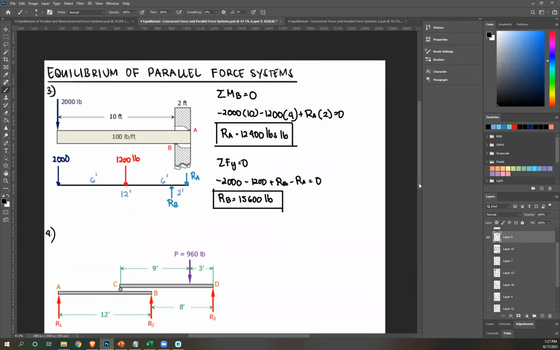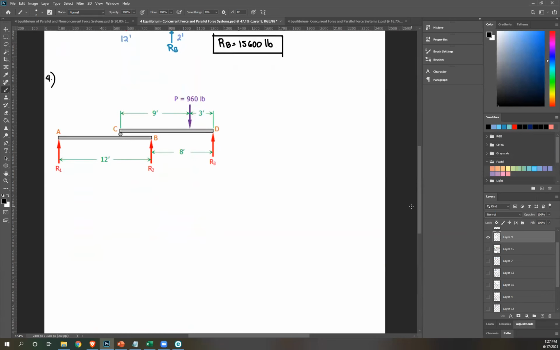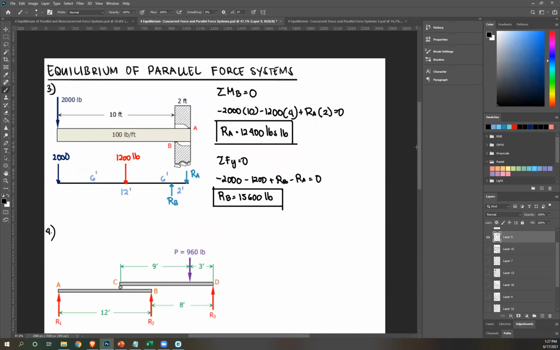Next, I don't think I have enough time. I'll just upload the solution to number 4, okay? Since we only have 3 minutes left. Right, so that's equilibrium of parallel force systems. It's pretty much the same again as resultant of parallel forces, just equating it to 0, right? So any questions for equilibrium of parallel force systems before I dismiss you? Okay, how about the others? Any questions?